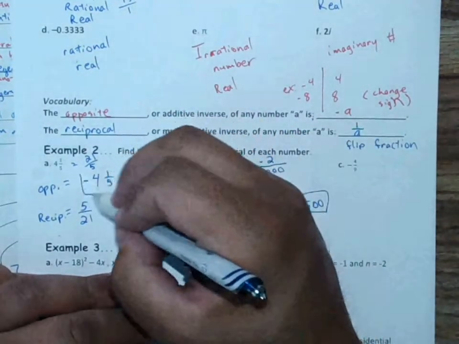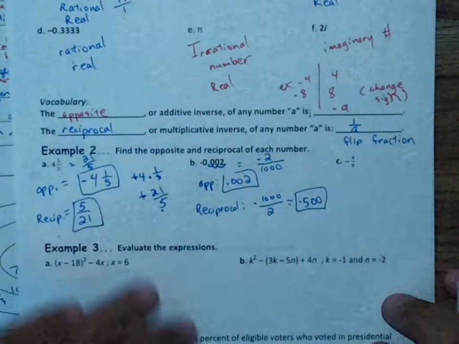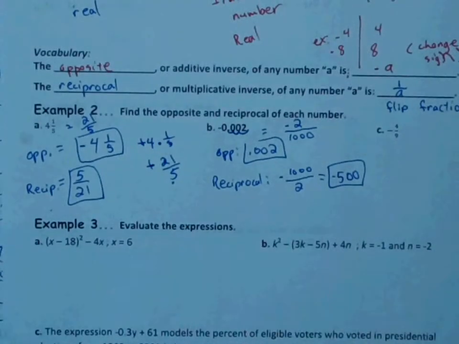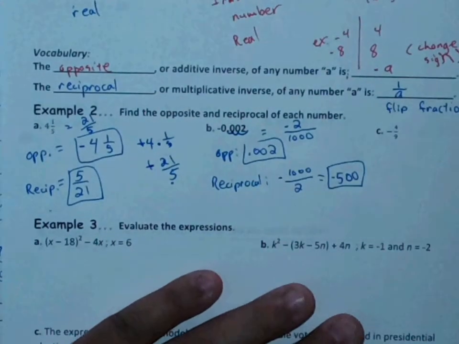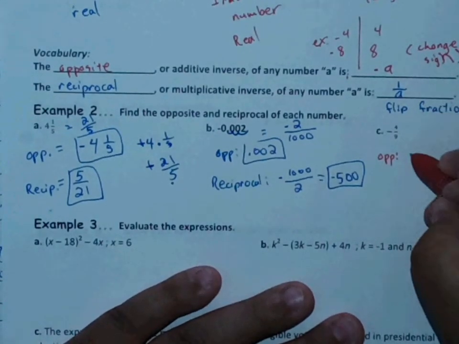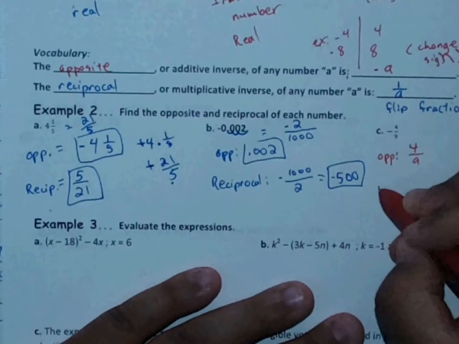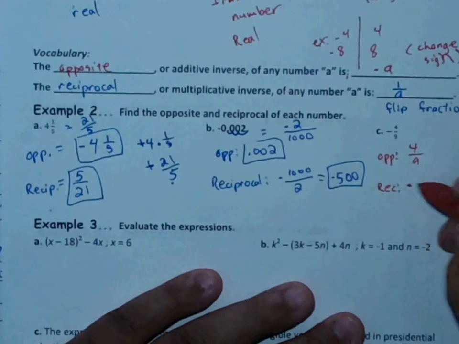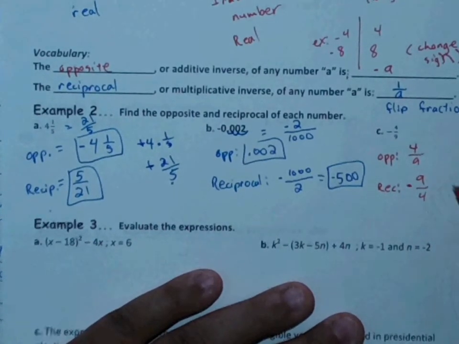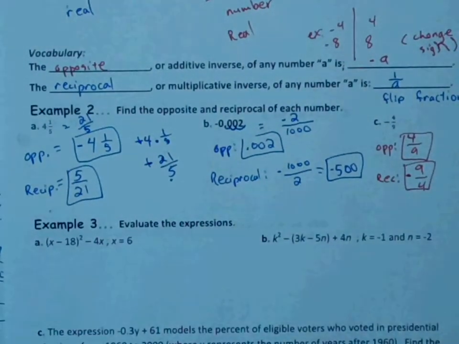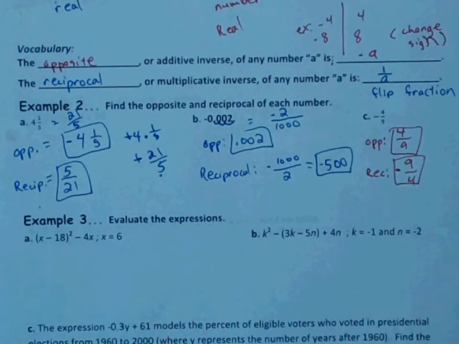Also put boxes around so I don't have to go looking for stuff. And then this last one is a little bit easier. If we want to try and find the opposite of this one, again opposite, all I do is just switch the sign. So this becomes a positive 4 over 9, and then the reciprocal, you have to flip the fraction. So it stays a negative, and then it's a 9 over 4. Opposite means change the sign, reciprocal means flip the fraction.